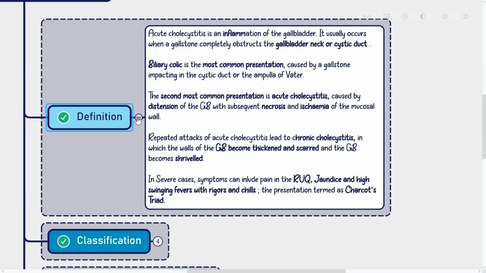of the mucosal wall. Repeated attacks of acute cholecystitis lead to chronic cholecystitis, in which the walls of the GB become thickened and scarred, and the GB becomes shriveled. In severe cases, symptoms can include pain in the RUQ, jaundice, and high swinging fevers with rigors and chills, the presentation termed as Charcot's triad.